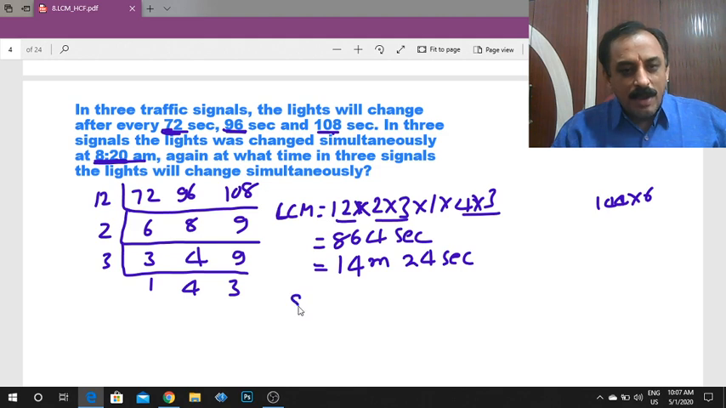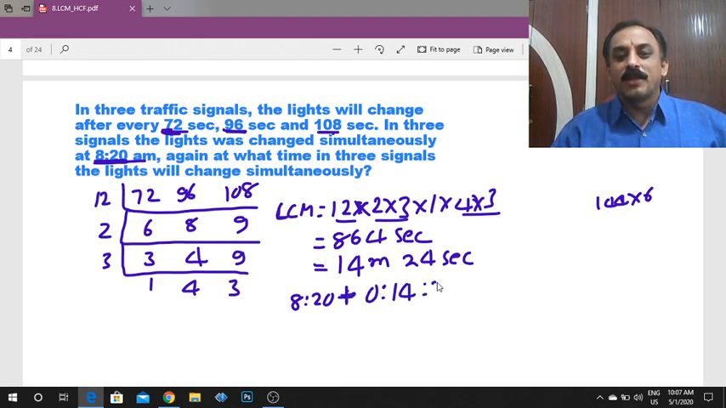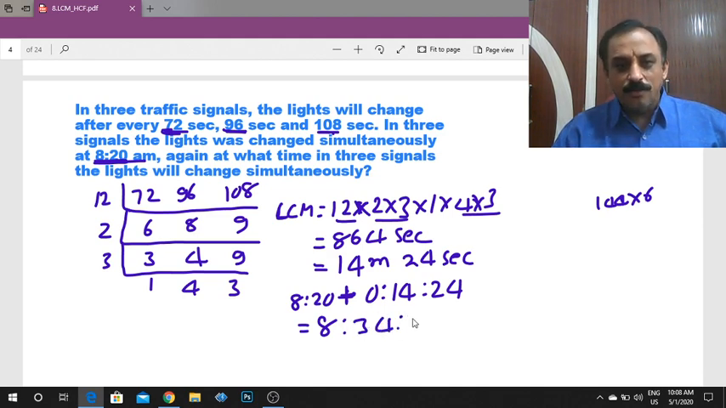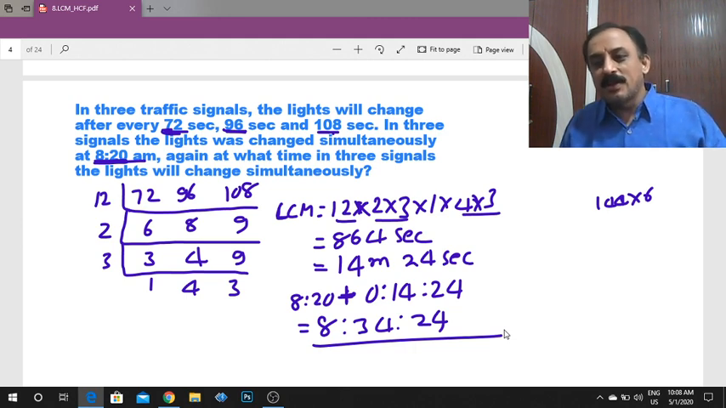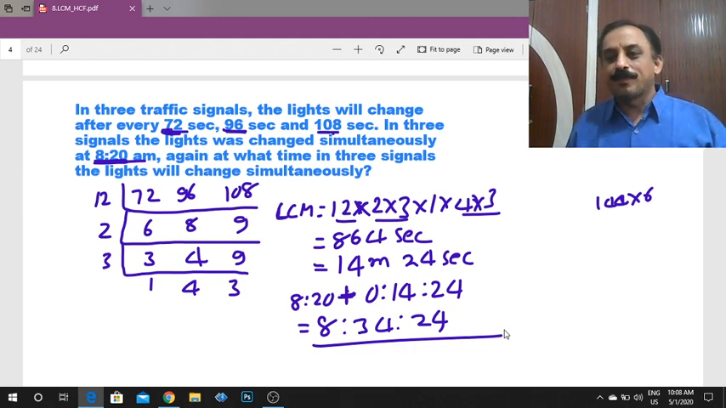So today morning at 8:20 the lights changed simultaneously. After at what time? 8:20 plus 0 hours 14 minutes 24 seconds. It is equal to 8:20 plus 14:24. So 8 hours 34 minutes 24 seconds. Again, at what time will the lights change simultaneously? After 8:20, at 8 hours 34 minutes 24 seconds, again the lights will change simultaneously.